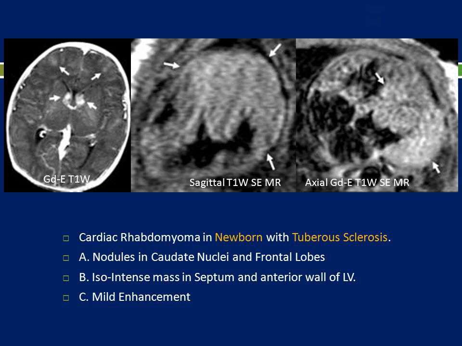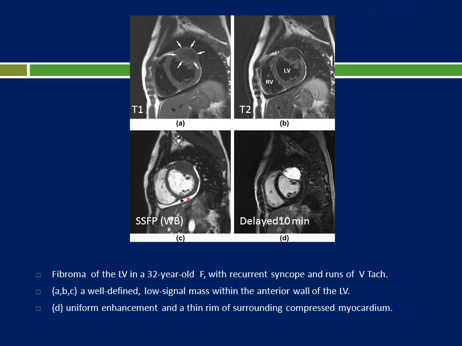GDE T1W. Sagittal T1W SE MR. Axial GDE T1W SE MR. Cardiac rhabdomyoma in newborn with tuberous sclerosis. A. Nodules in caudate nuclei and frontal lobes. B. Isointense mass in septum and anterior wall of LV. C. Mild enhancement. T1, T2, SSFP, WB, delayed 10 min.